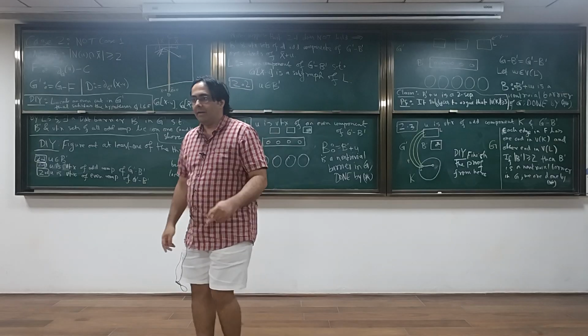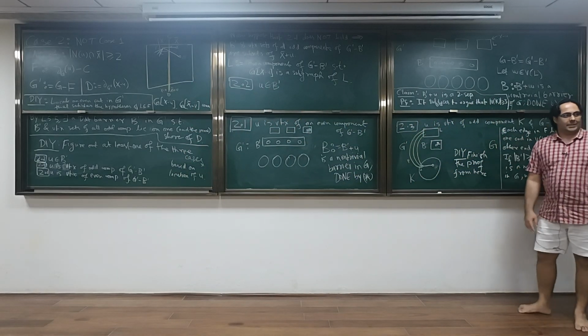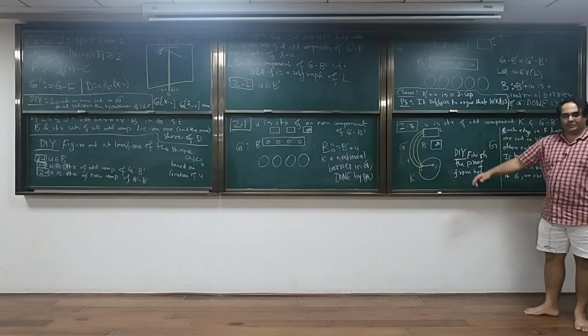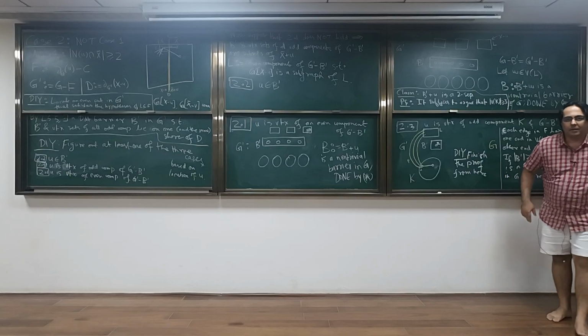One more vertex will be there. Sorry? Oh yes, there will be more. Yeah, that's right. Because it is an odd component, if I show 2, it has at least 3. You're done.